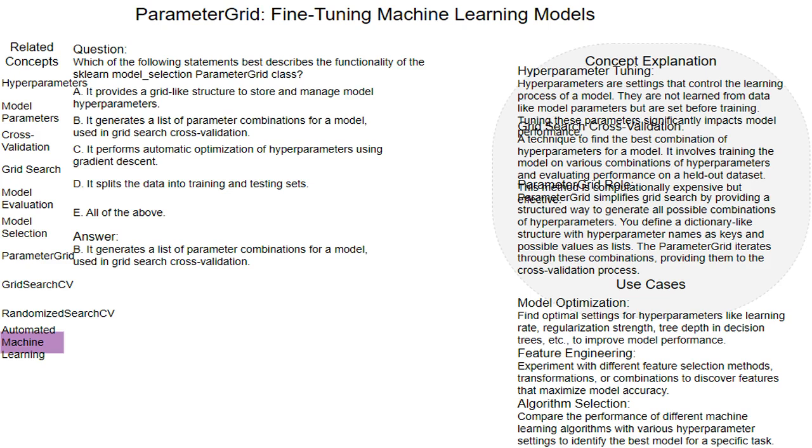Automated machine learning: the use of algorithms and tools to automate various stages of machine learning, including hyperparameter tuning, feature engineering, and model selection. In a predictive maintenance system, automated machine learning can be used to build and optimize models that identify patterns in sensor data to predict potential machine failures, reducing downtime and maintenance costs.